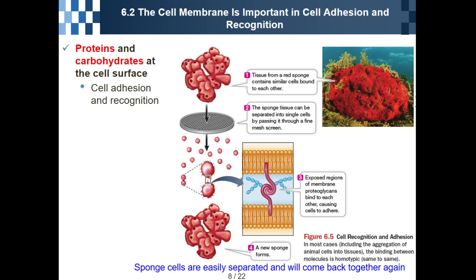Finally, they will make the same sponges like this. At that time, the cell has protein and carbohydrate. Protein and carbohydrate have an important role in cell adhesion and recognition. So sponge cells are easily separated and will come back together again. Okay?